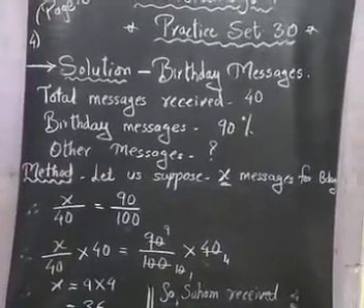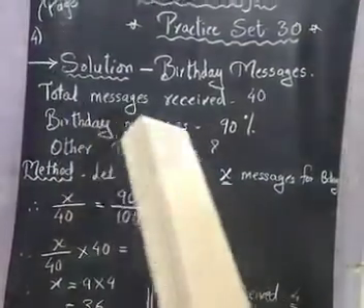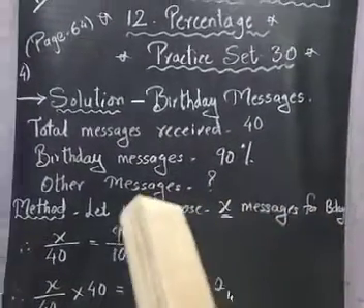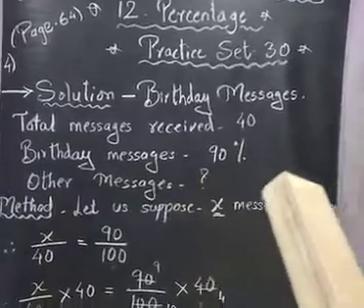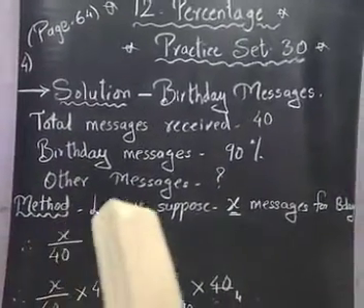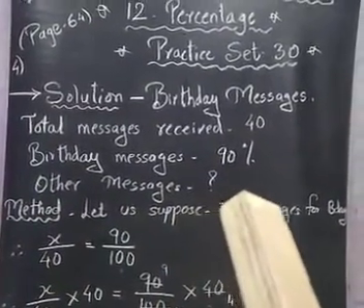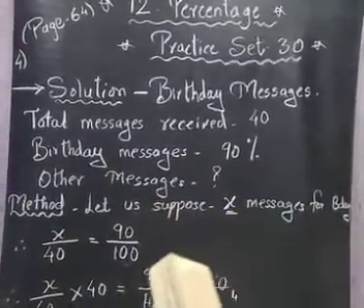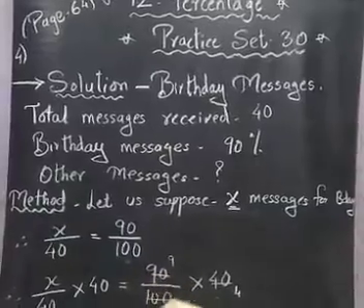So example number 4. Write the example and let's start with the solution. Solution: birthday messages. How many total messages did Soham receive? 40. Out of that, how many are birthday messages or birthday greetings? 90%. And we have to find the other messages. So let us see the method now.